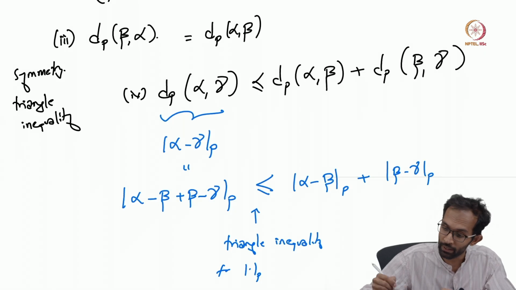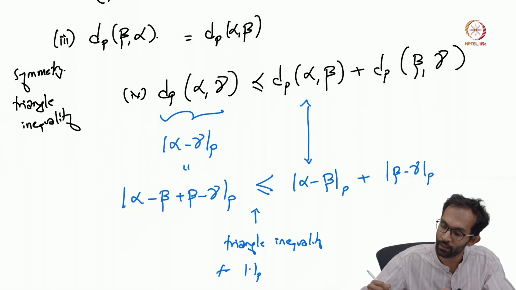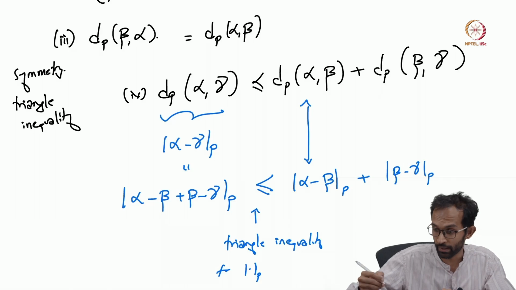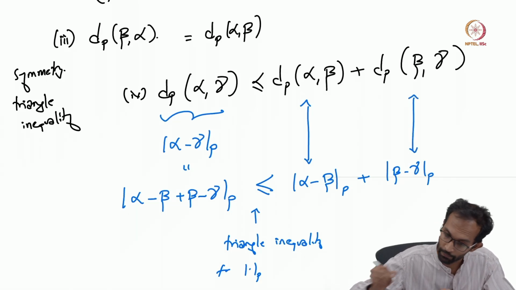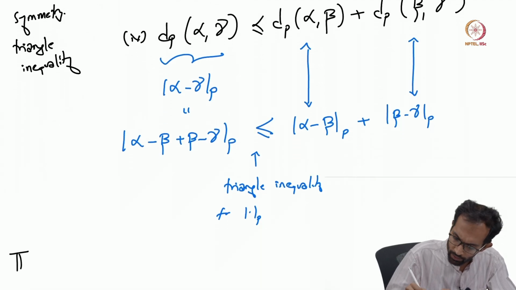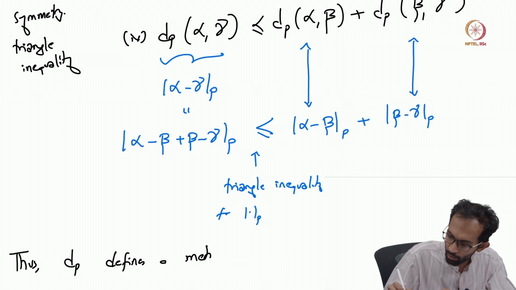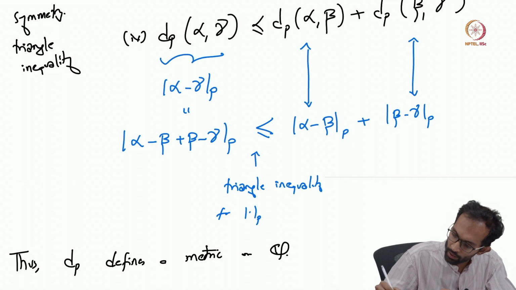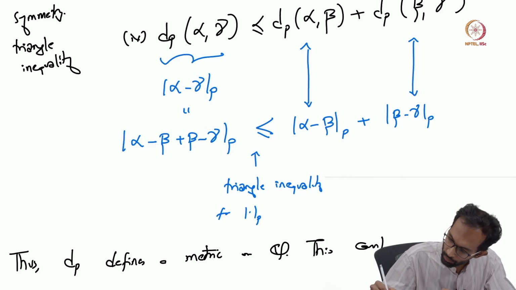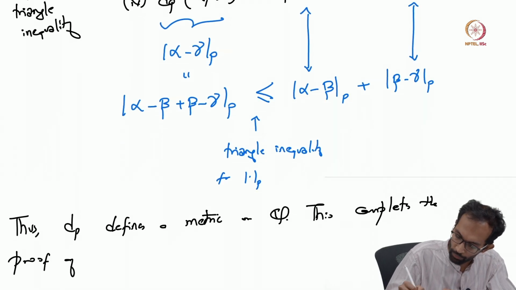And the distance between alpha and beta, that's nothing but the p-adic absolute value of alpha minus beta, and the p-adic absolute value of beta minus gamma is nothing but the distance between beta and gamma. So this gives us the triangle inequality, and thus d_p defines a metric on Q, and this completes the proof of the proposition.